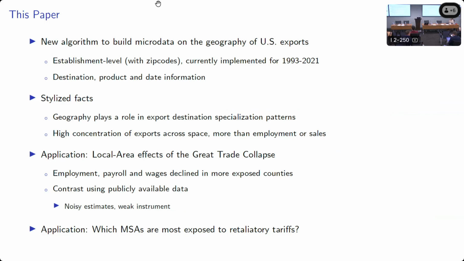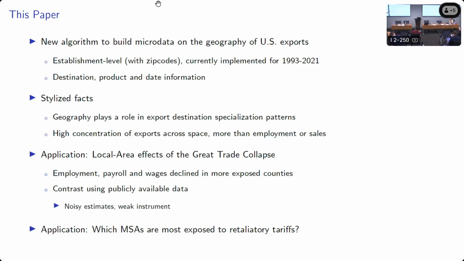With these data, I'm going to then show you some new facts. I'm going to show you that even within the US, geography plays a role in export destination specialization patterns. I'm also going to show you that exports are highly concentrated across space, much more so than employment or sales. Okay, this is going to immediately imply that imputing local area exports using observable variables like employment or sales is going to lead to systematic biases. In particular, you're going to overstate the exports of very small areas and understate the exports of export-intensive areas. Okay, so systematic biases in that procedure.